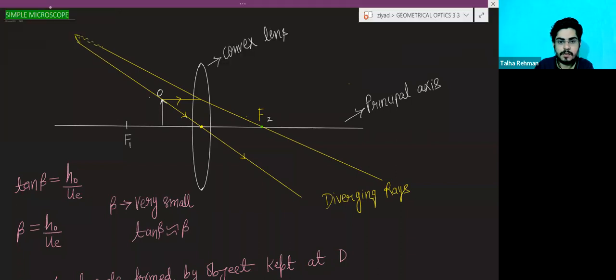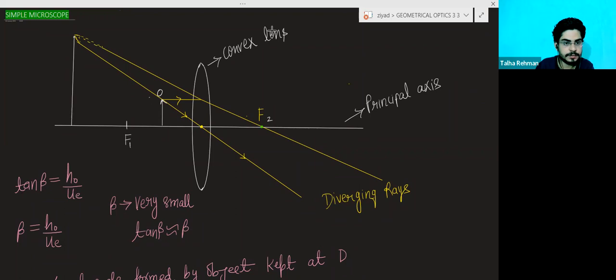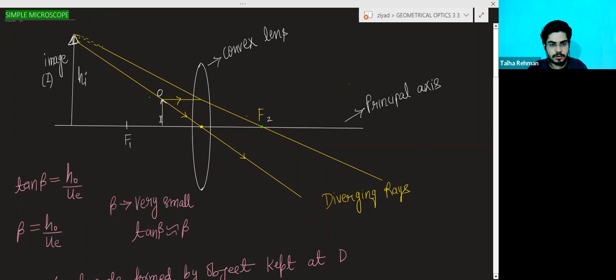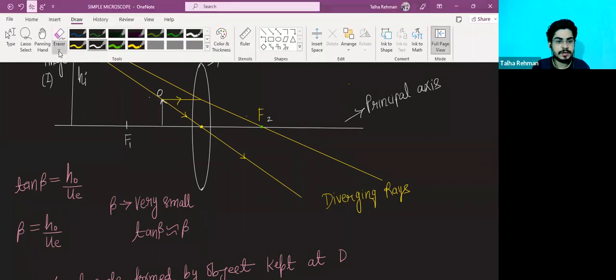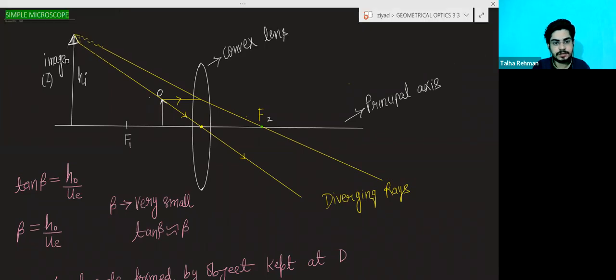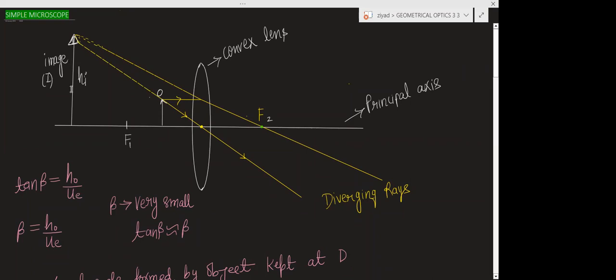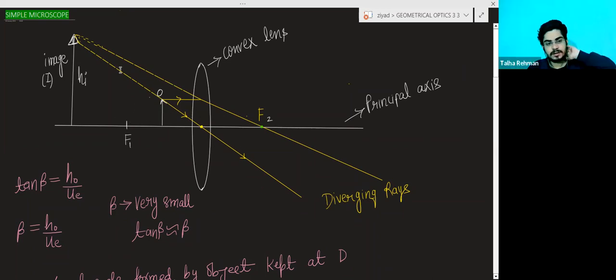So basically, you can say this is the image. This will be the image, and this is the object, image I. And this is the height of the image. So basically now this object is small, but you are getting a larger image. And what type of image is this? Virtual image. You have to draw these produced rays with a dotted line. So these diverging rays are meeting when we are producing these rays in the backward direction.